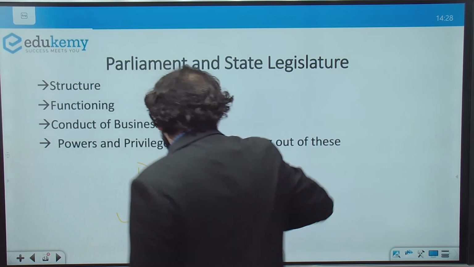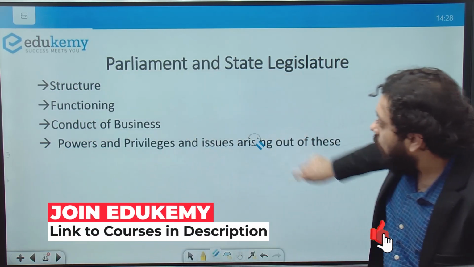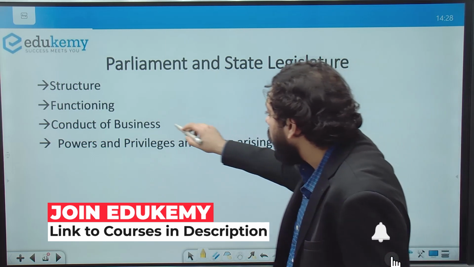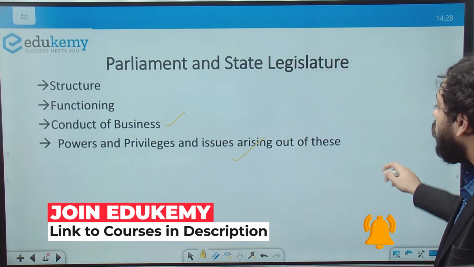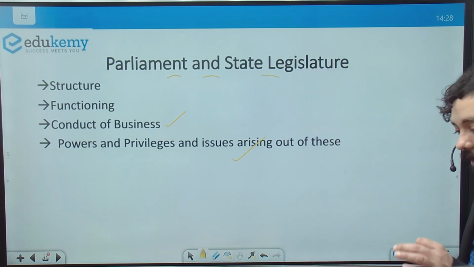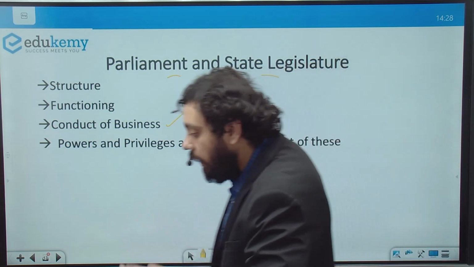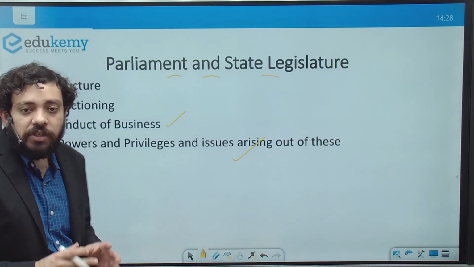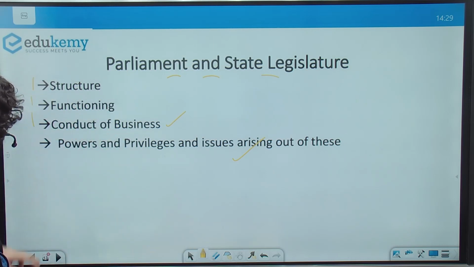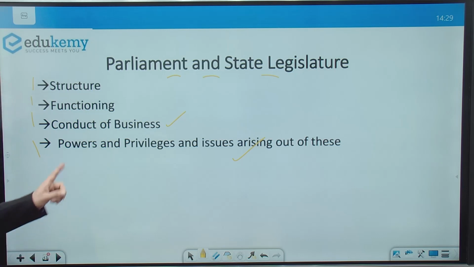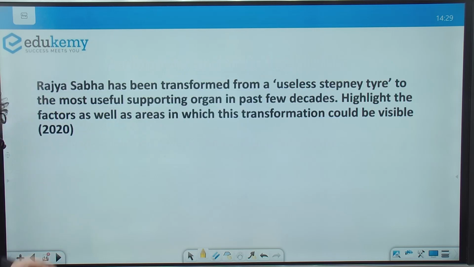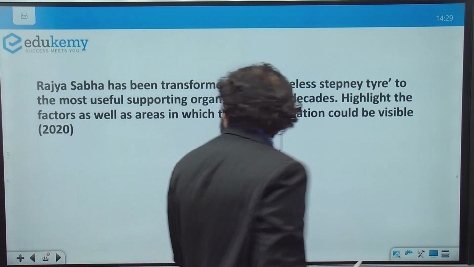Okay, so let's take a look at this one. The first part that we study in polity is structure, then there is functioning, and the code of business, and the powers and privileges and issues arising out of this, right? This is under the title Parliament and State Legislature, basically the law-making bodies of a structure or of an organization, and how they interact with each other, okay? So you have the structure, the function, the conduct of business, and the powers and privileges arising out of the powers which are given to the legislature. Let's take a look at a sample question. This is a 2020 question.